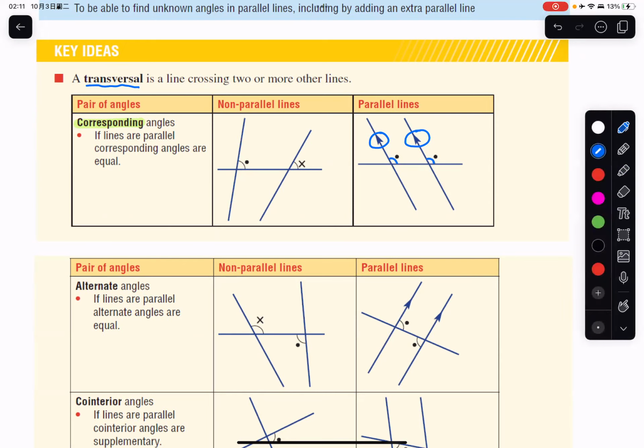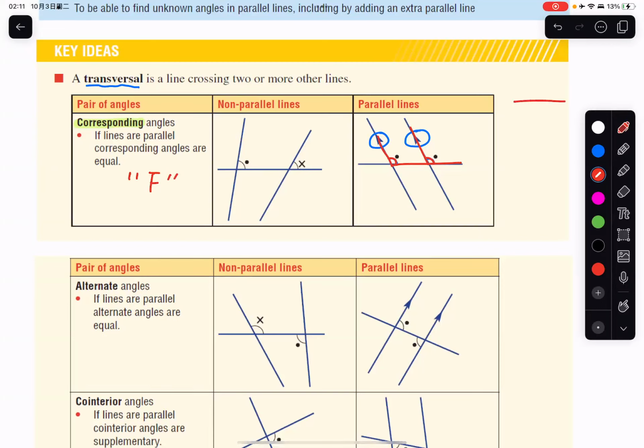A very easy way to find corresponding angles is to look for the letter F. You can see here we have a letter F, and then we have two angles on the side. That one is corresponding. For corresponding angles, you find the F.